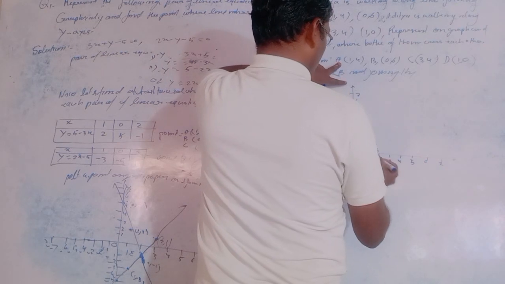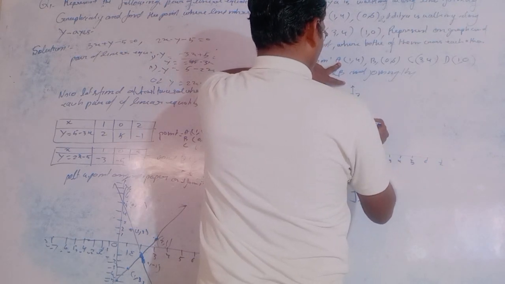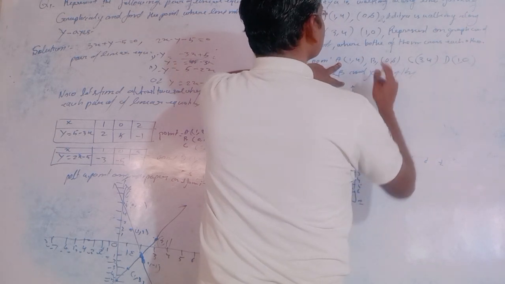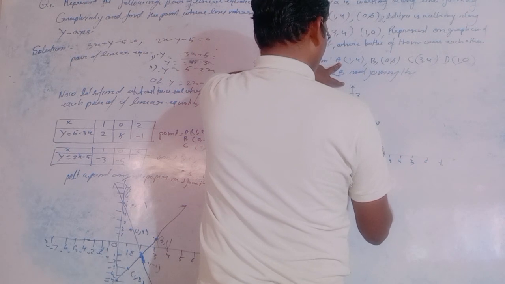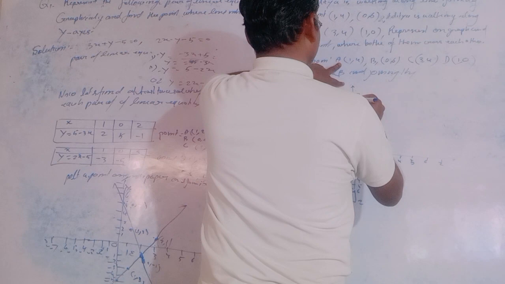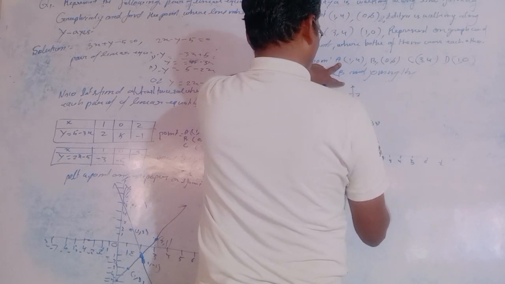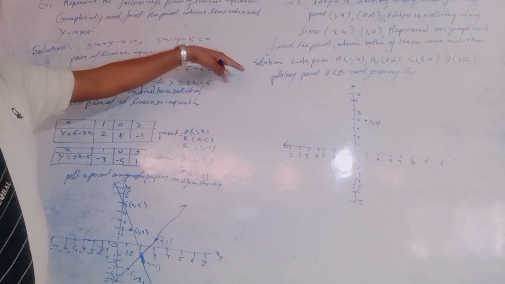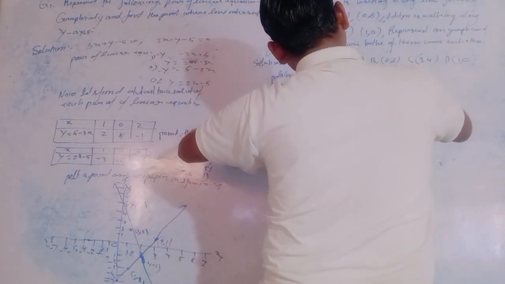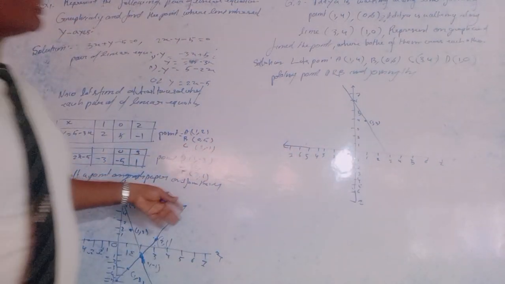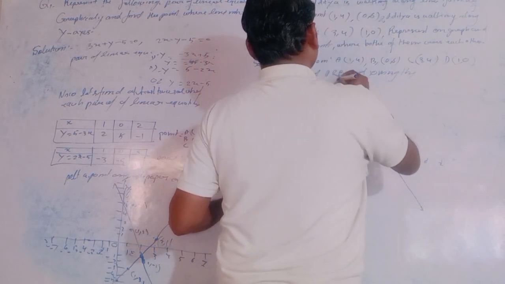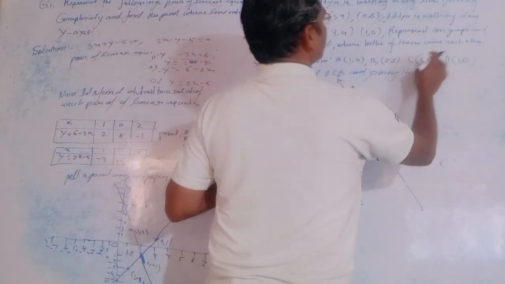A is (1, 4). X is 1 and y is 4. So this is the 4. This becomes (1, 4). And B is (0, 6), x is 0 and y is 6. Anyways, so draw the lines. If we draw the lines, we will find that it looks like this. Okay, that goes through 3 points.